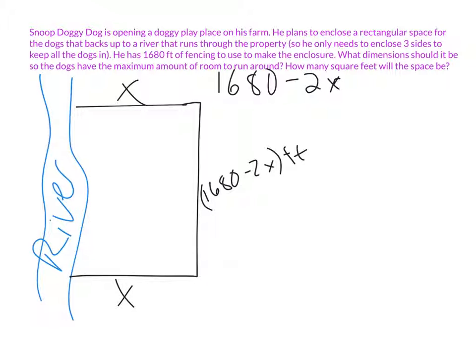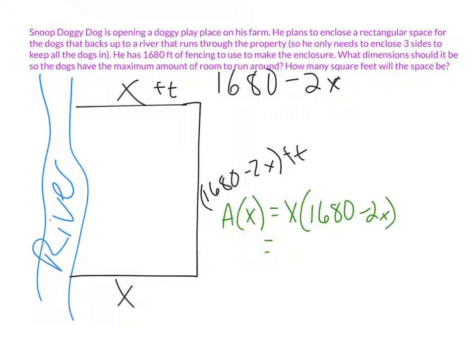feet. And this is x feet. Cool. So I've got my drawing here. Well, how do I figure out my area? As we did last time, I have my area function. My area as a function of x, meaning as a function of one of my dimensions, is equal to my one dimension times my other dimension, 1680 minus 2x.